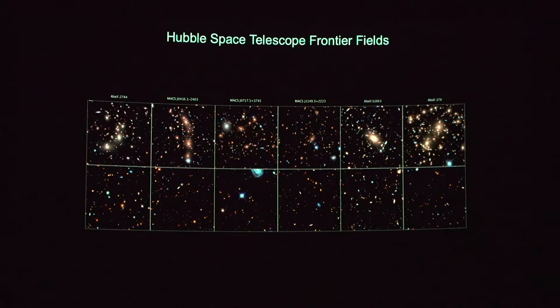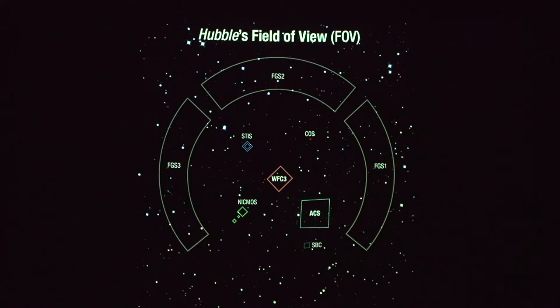Now, this particular image was taken as part of what's called the Frontier Fields Imaging Program. What Hubble is doing, along with the Chandra and Spitzer Space Telescopes, is imaging six different galaxy clusters. Here are those six different regions, and you can see the names of the galaxy clusters. Abell 370 is the very last one. At the same time, they also imaged what are called the parallel fields, which are regions that aren't pointed at a galaxy cluster. They're able to do that because of how Hubble's instruments are laid out in its field of view.